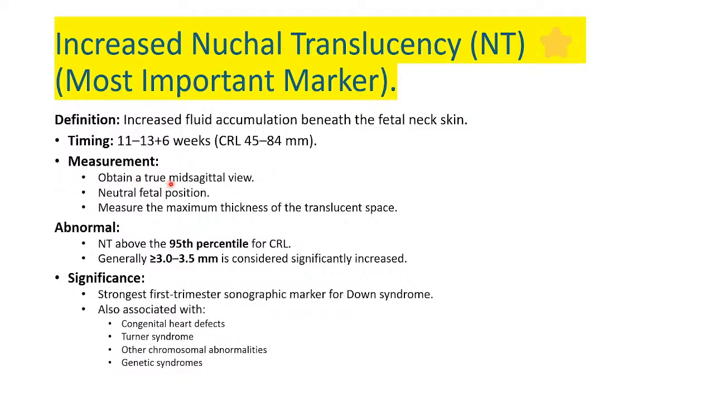The measurement: obtain a true mid-sagittal view with the fetus in neutral position. Measure the maximum thickness of the translucent space. Abnormal NT is above the 95th percentile for crown rump length. Generally, an NT above 3 millimeters is considered significantly increased. The significance: it is the strongest first trimester sonographic marker for Down syndrome, also associated with congenital heart defects, Turner syndrome, other chromosomal aberrations, and genetic syndromes.